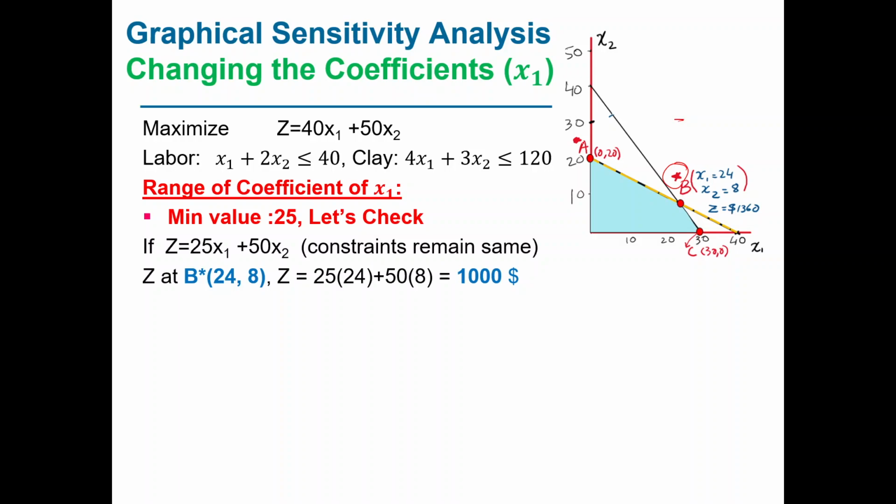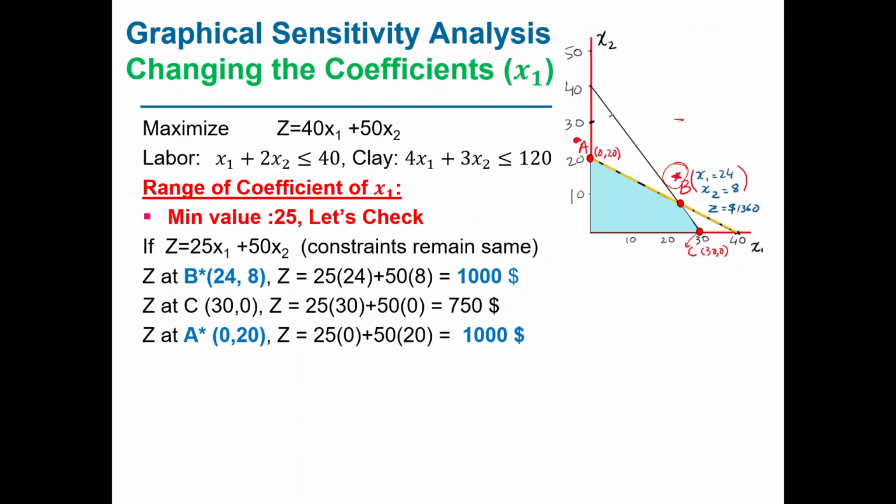So let's check it out. Profit at point B, at the coordinates 24, 8, is $1,000. At C, with the coordinates 30, 0, it's $750, and at A, 0 comma 20, it's $1,000. So we see that it is $1,000 at both point B and point A. So we can see that point B is optimal along with point A. So again, point B still remains optimal.